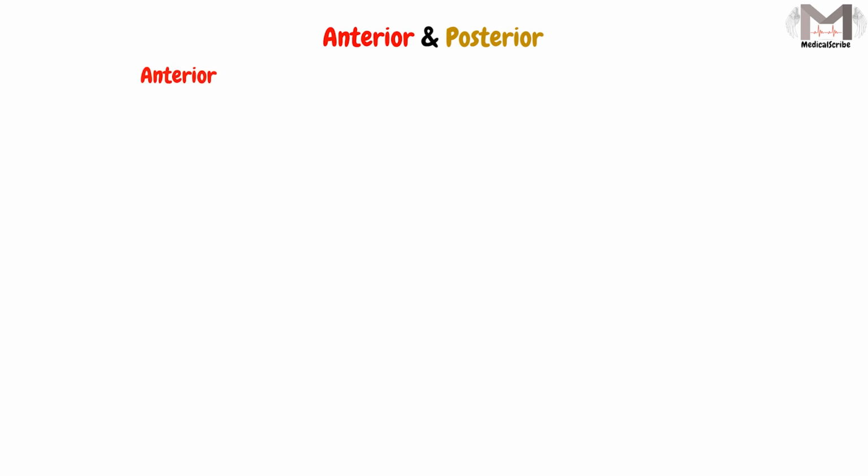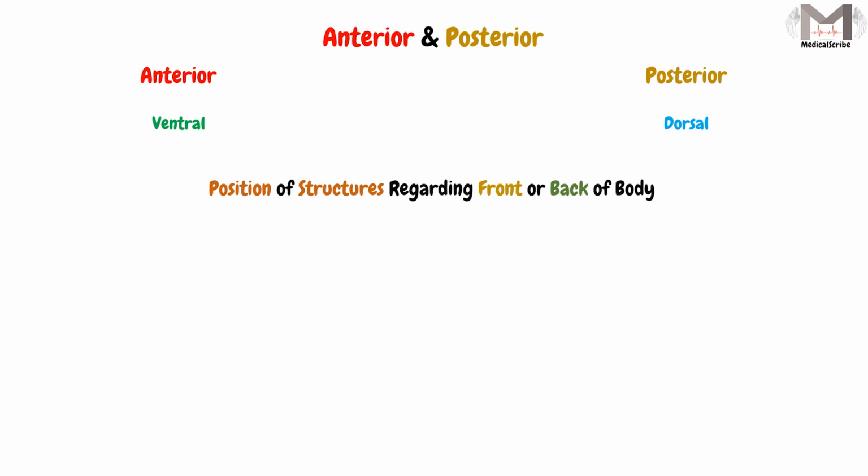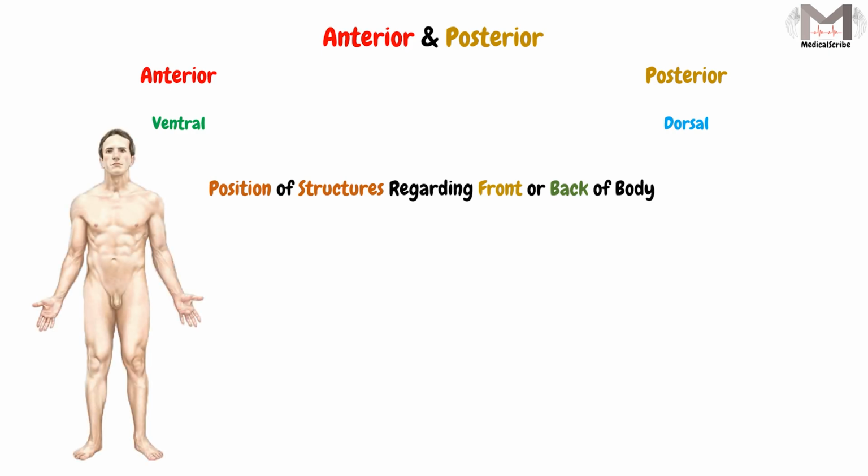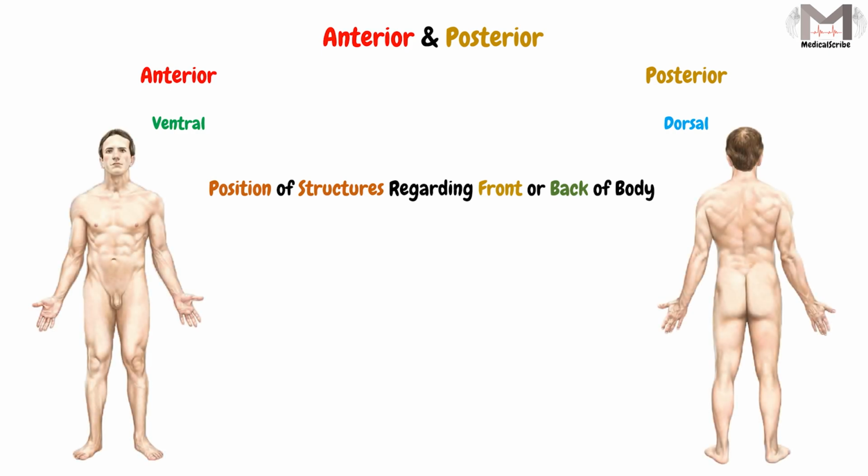The anterior, or we call it the ventral, and the posterior or dorsal are two terms that describe the position of structures regarding the front or the back of the body. That means which structure is positioned near the frontal surface of the body or in the front, and which one is positioned near the back surface of the body or in the back.